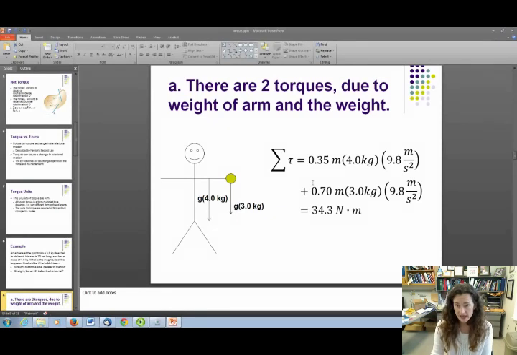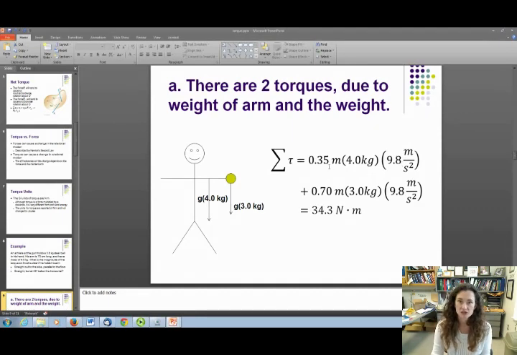So the torque will be the distance from the axis of rotation, here the shoulder, to the point of application of the force, times the magnitude of the force itself, times the sine of 90 degrees, which is 1. And there's 2 torques, so I'm going to sum them up. The first one is 0.35 meters, because his arm is 70 centimeters long, and half of that is 35 centimeters, which is 0.35 meters, times 4 kilograms, which is the mass of the arm, times 9.8 meters per second squared, the acceleration due to gravity. So that's the first one.